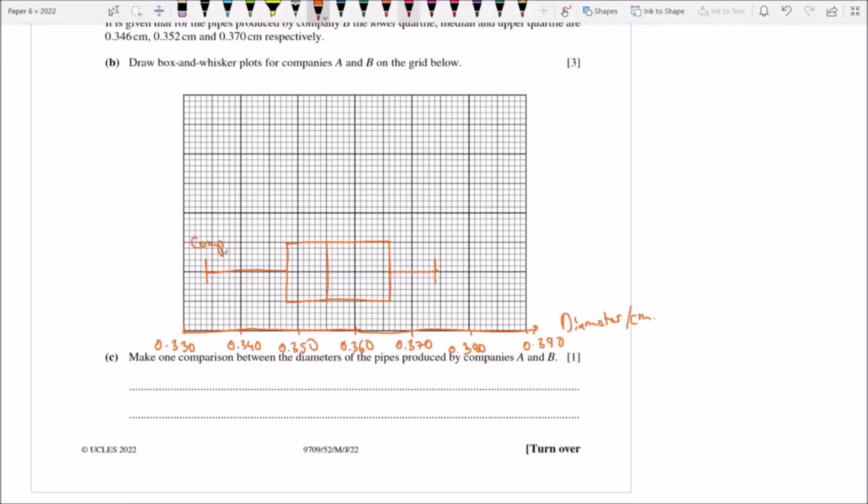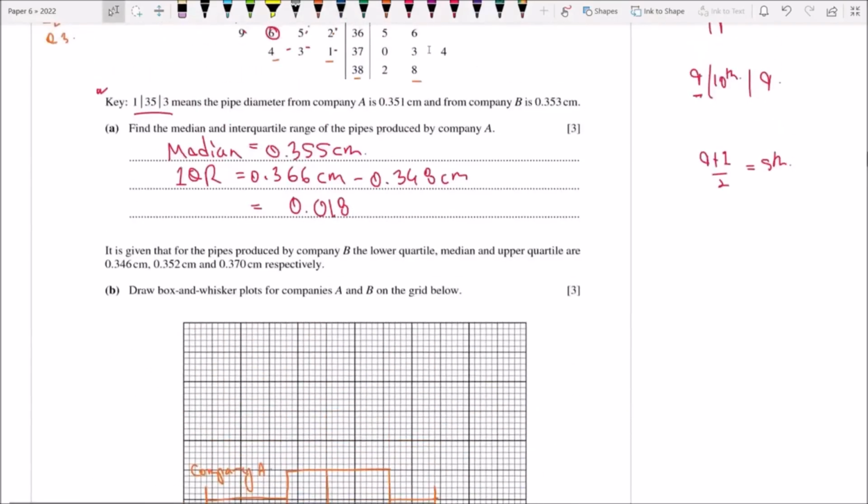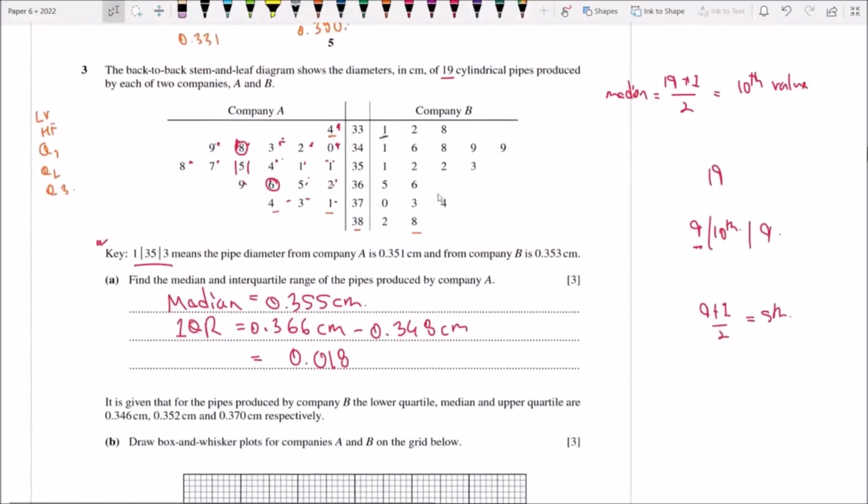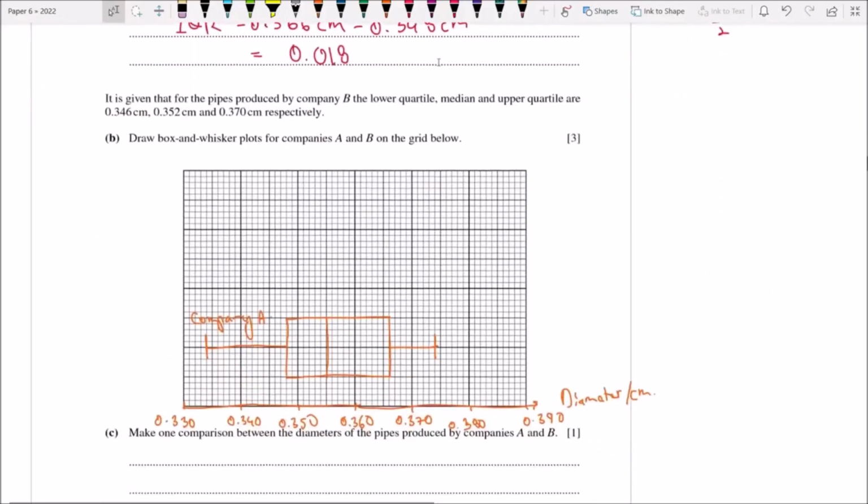This is company A. Now let's move on to company B. The least value is 0.331, highest value is 0.388. So 0.331. Here you go. And 0.388. Wow, that's really far away.